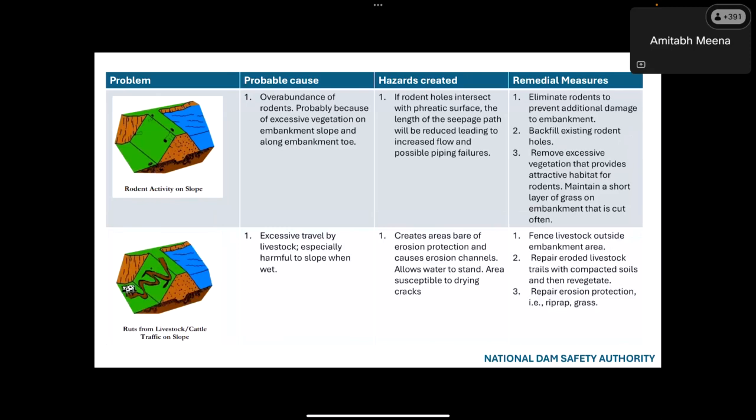Similarly, this rodent activity can be on the slope also. And see, this cattle is moving along this dam. So these rut marks and this path were created, and this can also create sliding of the slope. So what we have to do is fence livestock outside the embankment area, repair eroded livestock trails with compacted soils, and then revegetate, and repair erosion protection, riprap and grass.